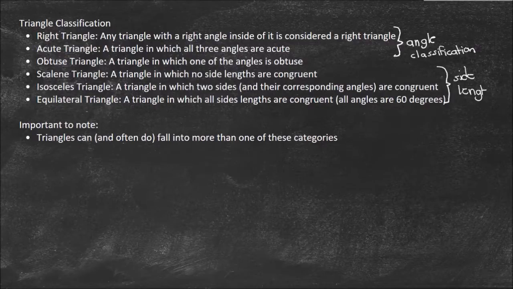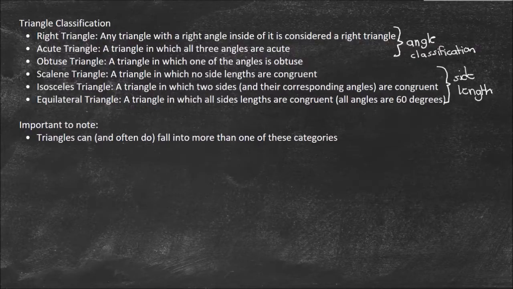And so most triangles that you see, all of the triangles will have classifications in both, but some of them you won't have enough information to declare the side length classification or maybe not the angle classification. And we'll go through examples and you'll understand what I'm talking about a little bit better. But let's start with scalene. So this is a triangle in which no side lengths are congruent. So every side length is unique.